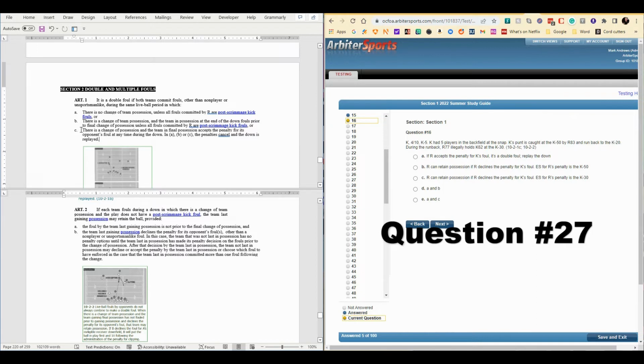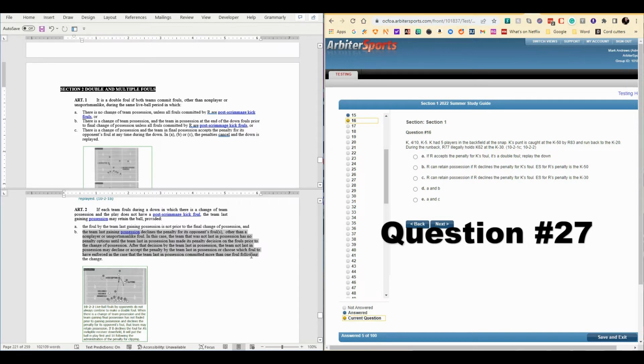Okay, so if we look at C, it says there is a change of possession and the team in final possession accepts the penalty for its opponent's foul during the down. So if the team in possession, which is R, accepts the penalty, the illegal formation, then we're going to have a double foul, and we're going to replay the down. If they decline the penalty, you've got to read this whole mess.